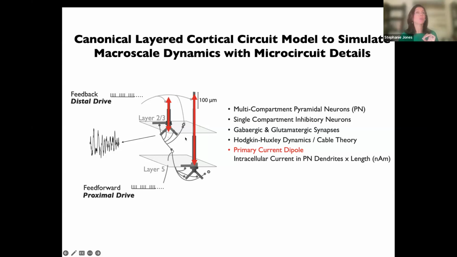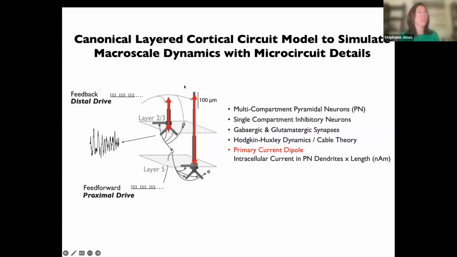We have GABAergic and glutamatergic synapses between the excitatory and inhibitory cells: GABA A, GABA B, AMPA, NMDA, and we simulate the electrical activity in each and every compartment of these neurons using Hodgkin-Huxley current balance equations. We have a capacitive current equal to a sum of ionic currents. We have sodium currents, potassium currents, calcium currents, all sorts of active currents in our neurons, and they were tuned to reproduce realistic behaviors that we know about in these cells. And then this primary current dipole we get by using a cable theory equation. And again, we just sum up this intracellular current flow between the compartments.